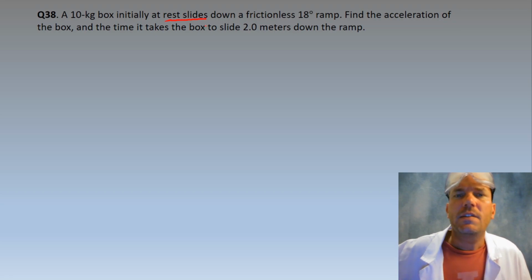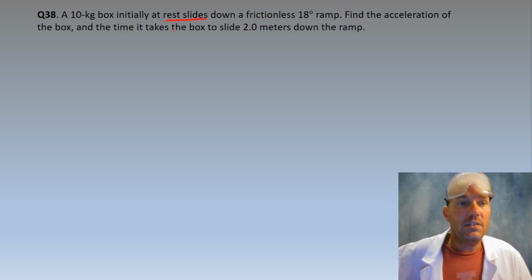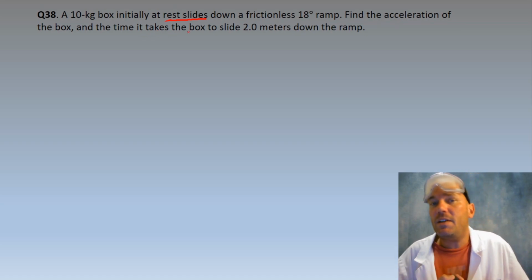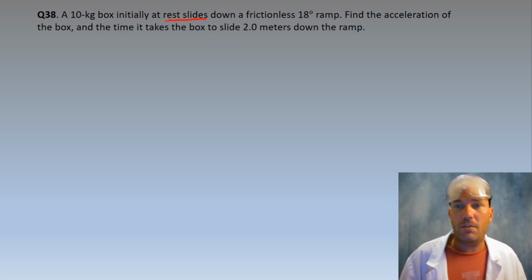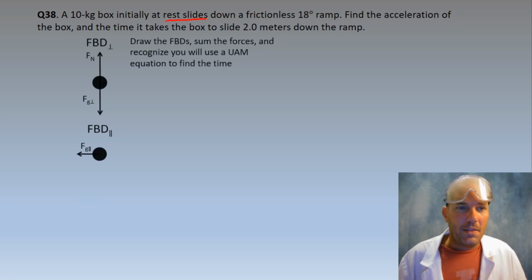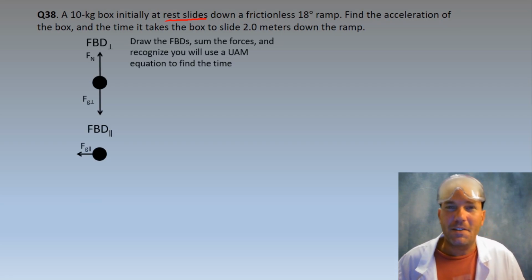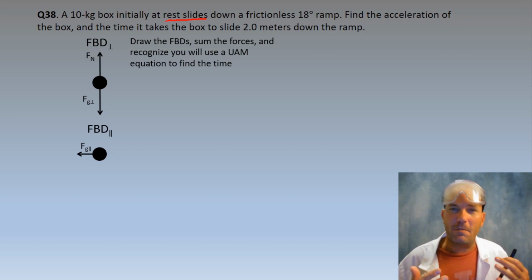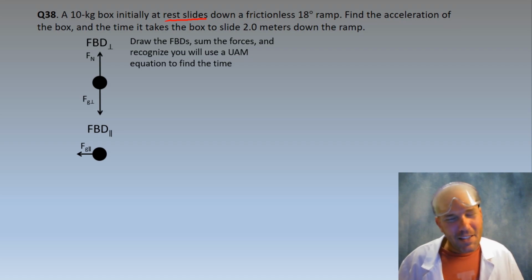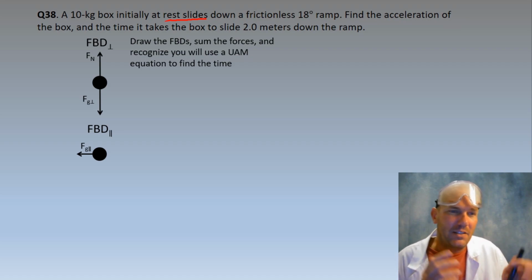Question 38. A 10-kilogram box initially at rest slides down a frictionless 18-degree ramp. Find the acceleration of the box down the incline. Find the time it takes for the box to slide 2 meters down the ramp. These are getting to be pretty fun, but we're still going to do the same thing. We're going to sum our forces and look at our free body diagrams, and it looks like we might need to delve back to some UAM and some kinematics here.